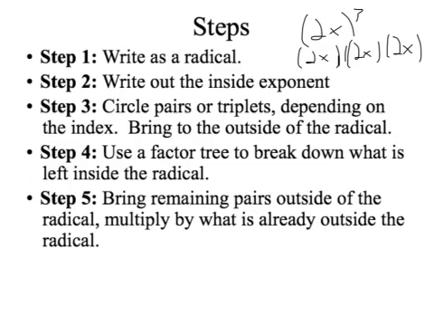So then you want to circle your pairs or triplets depending on the index. So for this example, if we had an index of 2, we just had a square root, we would circle these two 2x's and put them on the outside of your radical sign. And then we would use a factor tree to break down the remaining factor that's inside. And then you take that just like we did every other problem. If you were looking for pairs, you take your pairs on the outside and multiply by what's already out there.